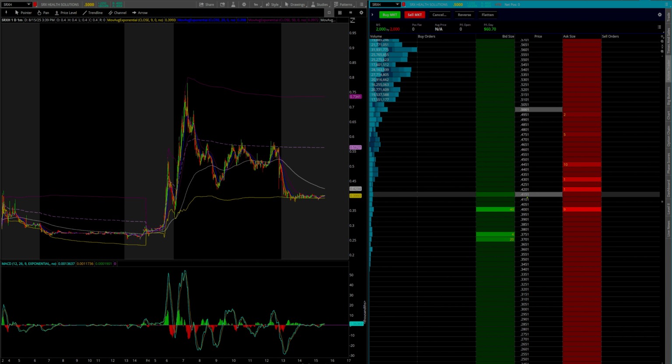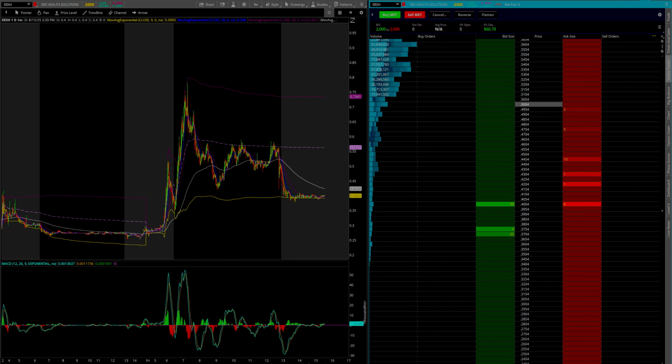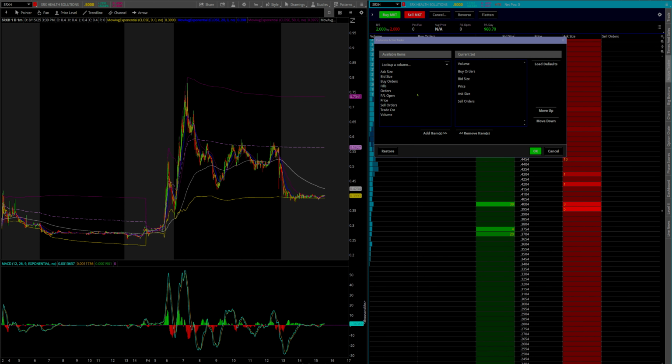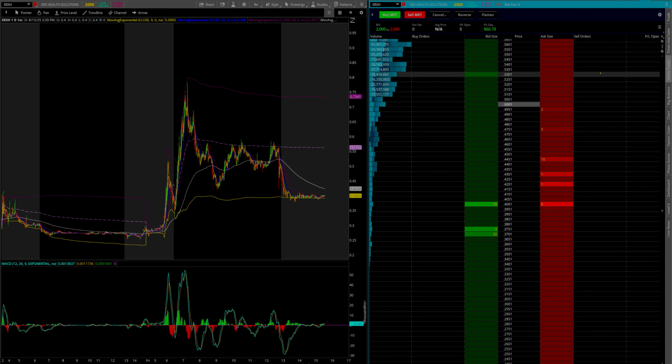And it's pretty easy because you can see the price moving up left and right. You can see the volume here. You can remove that. You can also customize it and add your PL open, which I like to do, because then it shows me here how much I'm going to make or how much I'm going to lose.